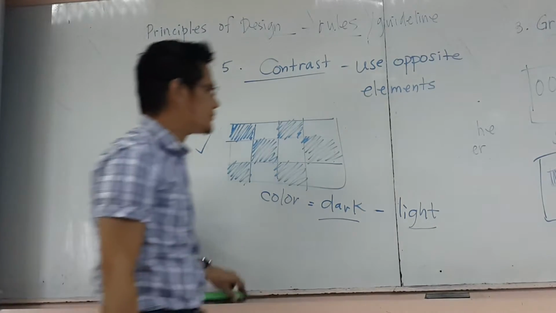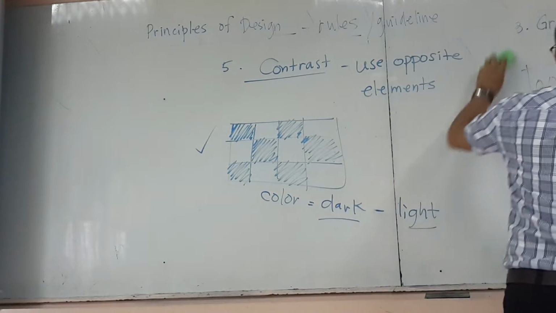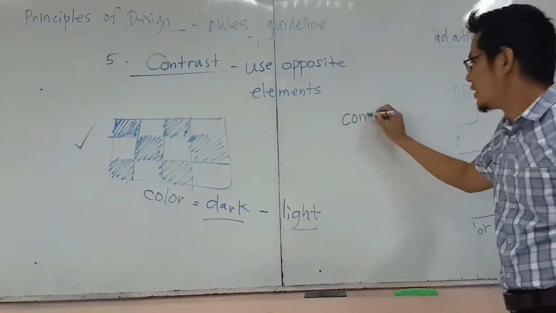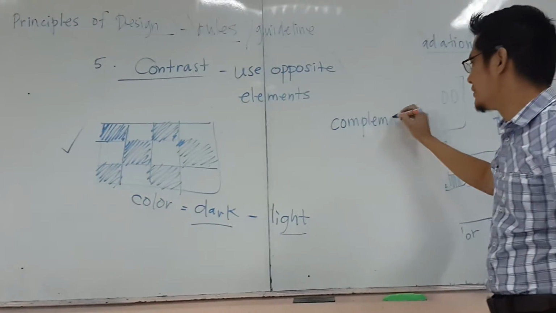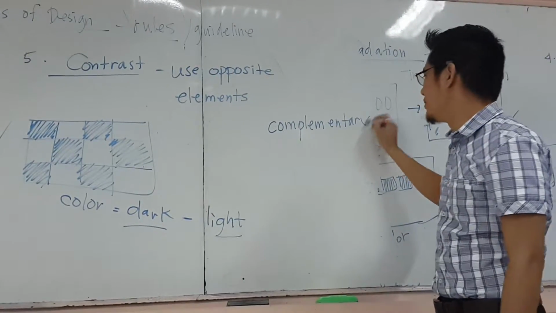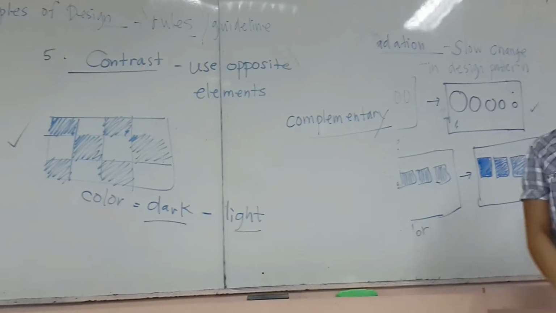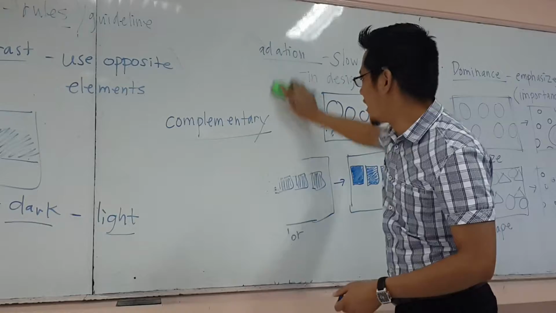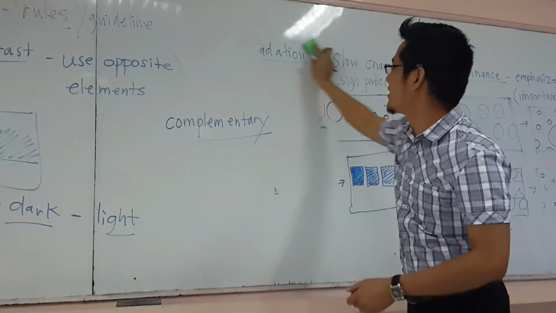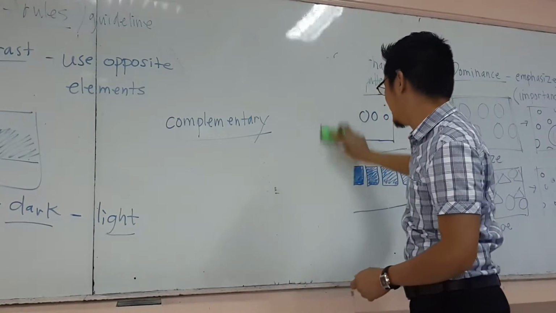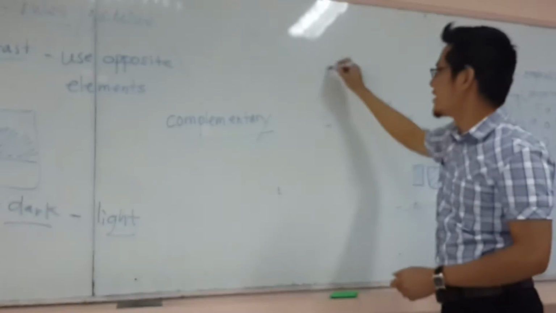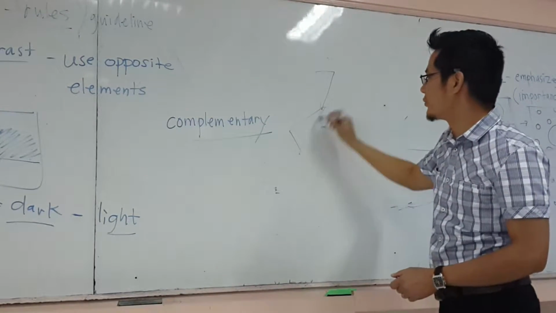So another example about colors is using complementary colors. Okay, if you remember your color harmonies, complementary colors are 2 colors that are on the opposite sides of the color wheel. Okay, let's try to recall how the color wheel looks like.